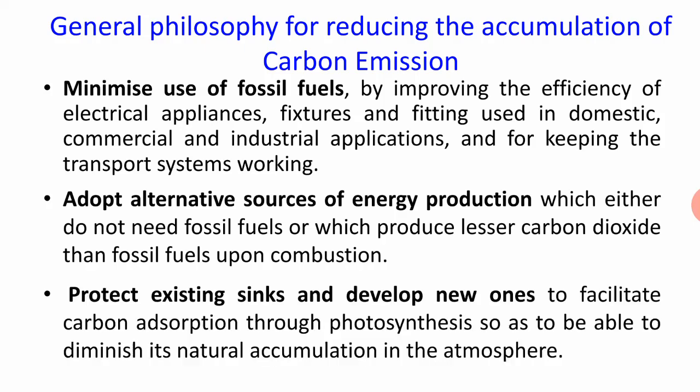Protect existing sinks and develop new ones. In this case, one of the prime sources for carbon disposal is the trees. So we need to protect the existing sinks in the forest. We should not go for deforestation, because if we do this, the carbon sinks are going to contract. Then develop new ones. We need to find new areas for the development of green belts so that we can reduce carbon emissions, as carbon is converted into oxygen.